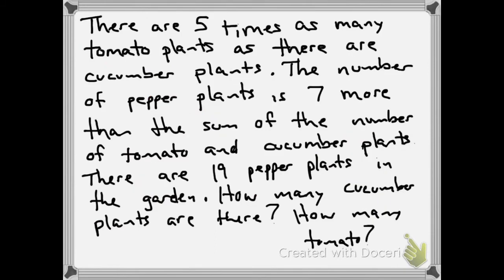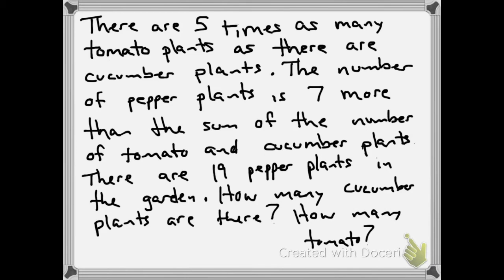All right, so let's take a look at this problem. Definitely a larger, more difficult problem than some of the videos we've seen before, but very typical of a standardized test type of question. All right, let's read through. It says there are 5 times as many tomato plants as there are cucumber plants. The number of pepper plants is 7 more than the sum of the number of tomato and cucumber plants. There are 19 pepper plants in the garden. How many cucumber plants are there?